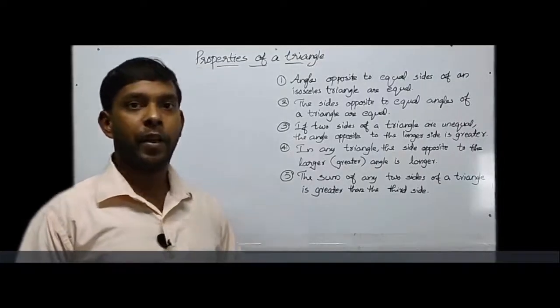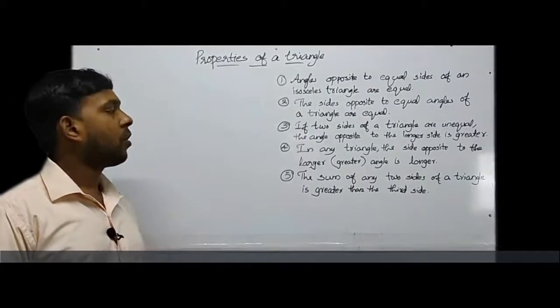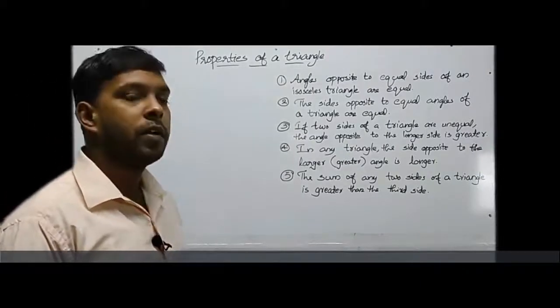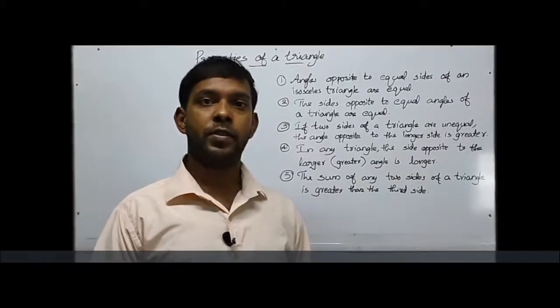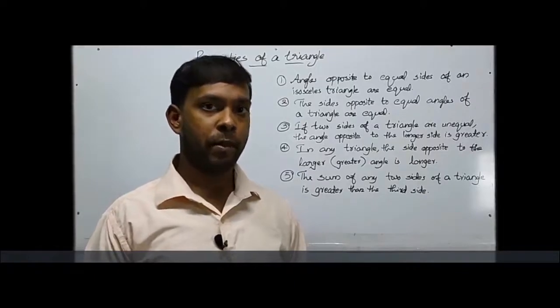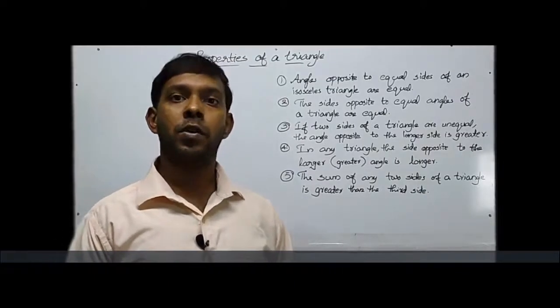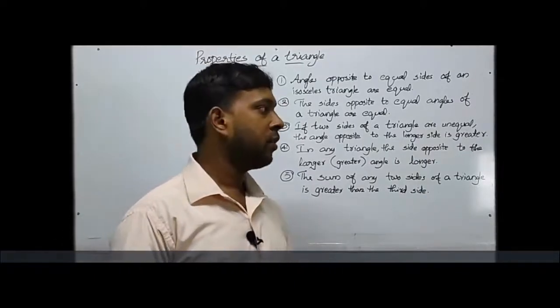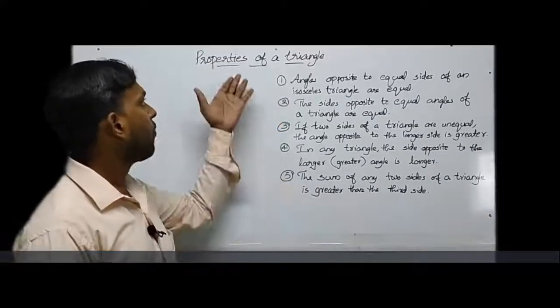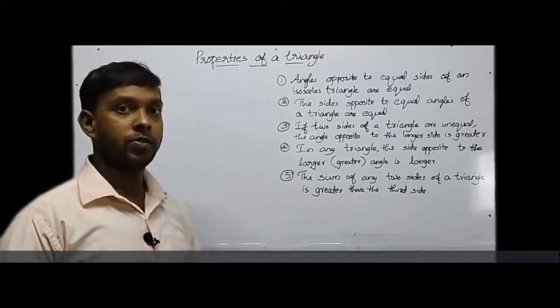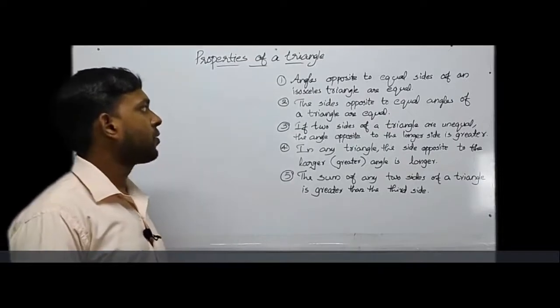We're going to understand the properties of a triangle, in order to understand section 7.2 of chapter 7 better and to solve every question clearly. We need to understand these five properties of triangles very clearly. So let's try to understand.